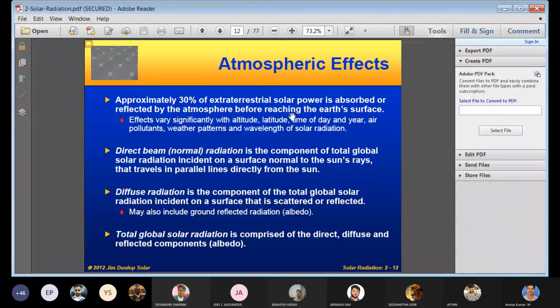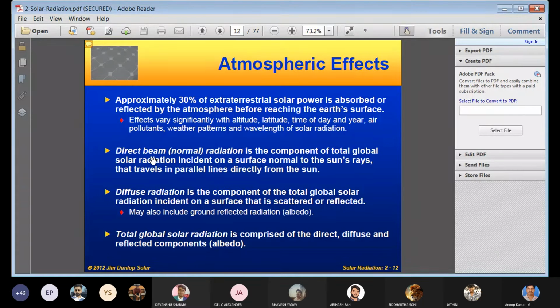In the atmosphere there will be absorption, reflection, scattering, so many other phenomena. Effects vary significantly with altitude, so this all depends upon where we are: altitude, latitude, time of the day, year, air pollutants. A clear sky means pollution is not there. In India, pollution is very high and our sky is not clear, but in cleaner countries the sky will be clear and you can expect more radiation. Weather pattern, wavelength, direct beam radiation.